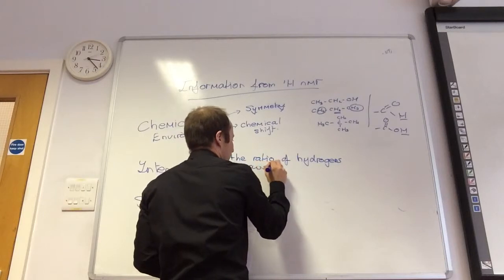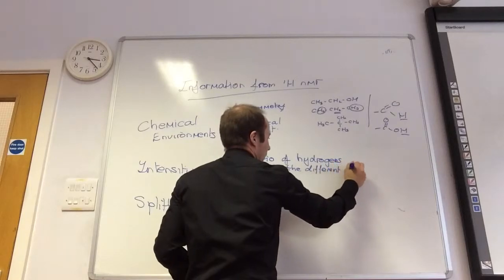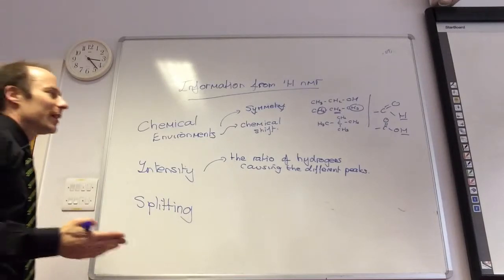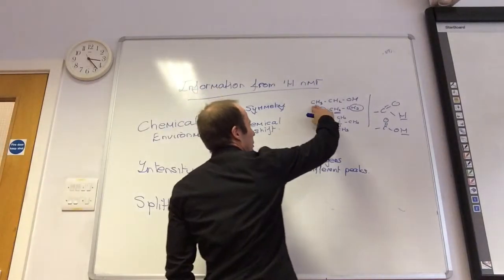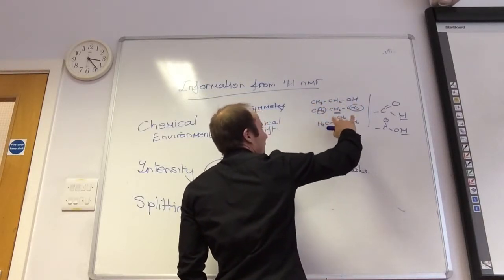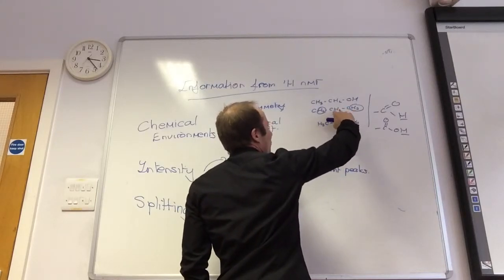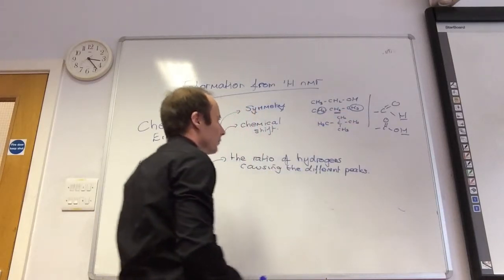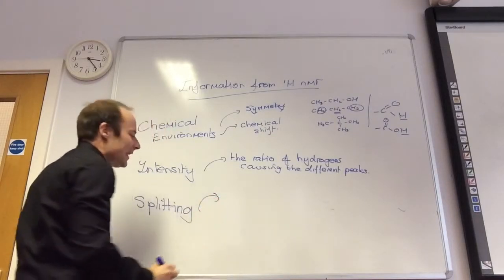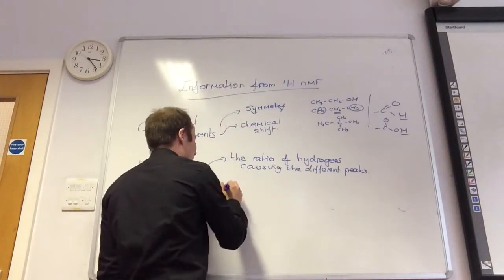The protons causing the different peaks. So the key thing, for this molecule here, ethanol, would be in a ratio of 3 to 2 to 1. These would be in a ratio of 6 to 2, or 3 to 1.